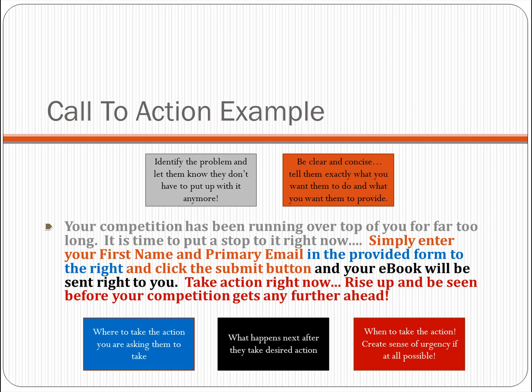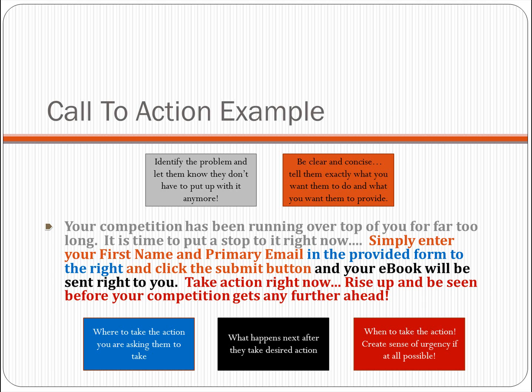The next one, with the blue, is where to take the action you are asking them to take. In the provided form to the right. So if it's down below, to the left, to the right, up above, wherever it is, you tell them specifically where to look. If it's off to the right, you say, look over to the right. There it is. That's where I want you to put your name, the primary email, and the button below and click.